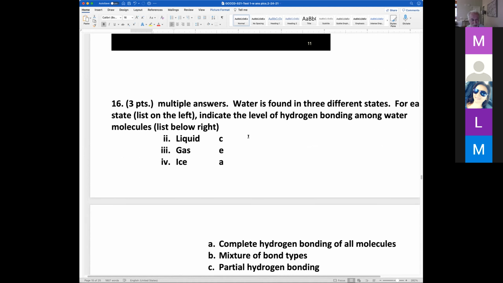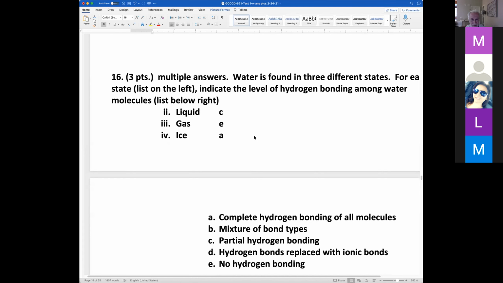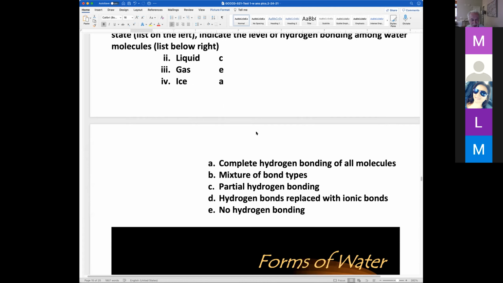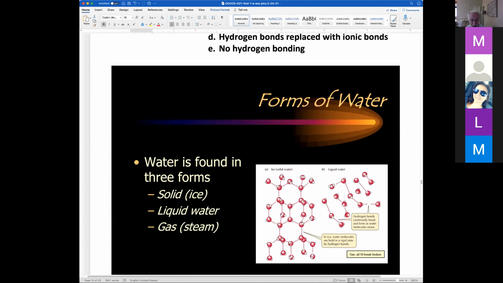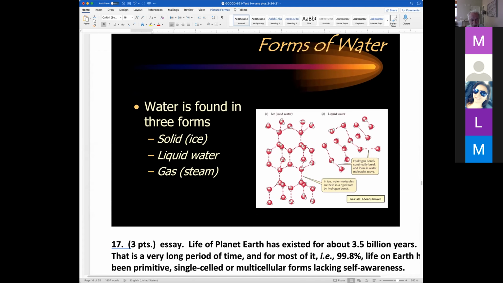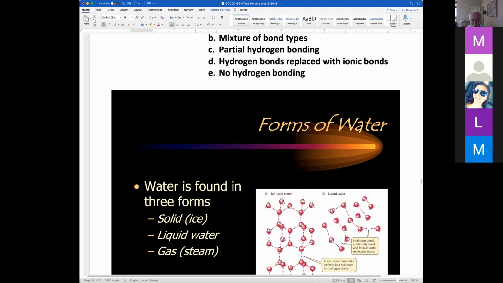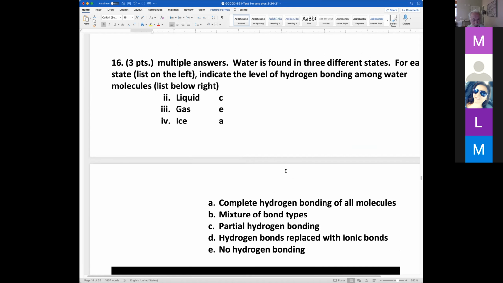Okay, water is found in 3 different states. For each state, indicate the level of hydrogen bonding among water molecules. That question is taken from this slide, which shows that when water is solid, ice, all of the water molecules are hydrogen bonded to other water molecules. In liquid, it's some of each. Some are bonded, some are not. Whereas in the gaseous form of water, there are no hydrogen bonds. They're all broken. And so that's what this question was asking.